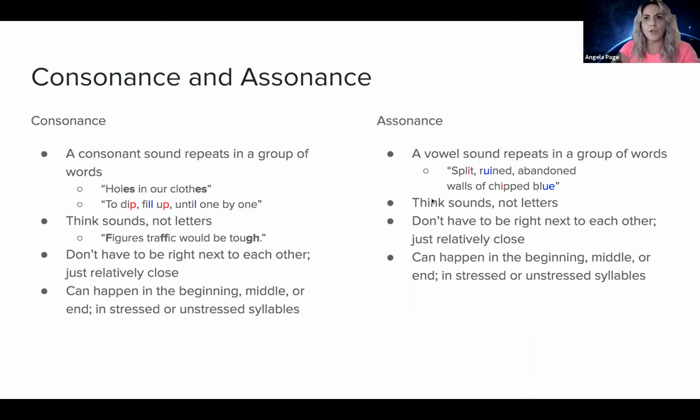Assonance. So now we're going to switch over to the other side of this. Assonance is about the vowel sounds. So while consonance is about the consonant sounds inside of the line, this would be about the vowel sounds. I have a couple more examples here. We have this 2-line couplet: split, ruined, abandoned walls of chipped blue.